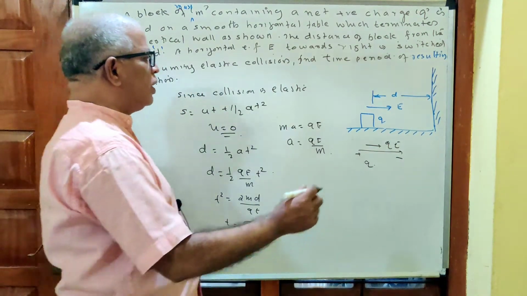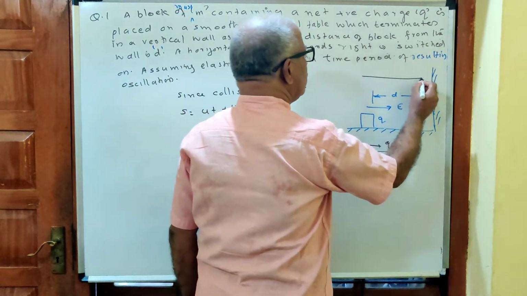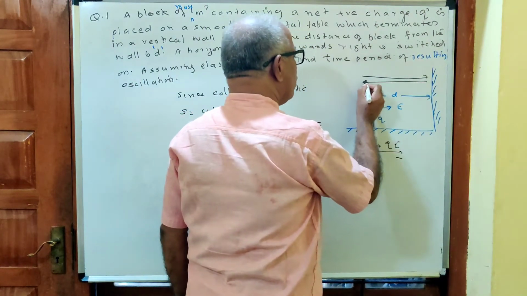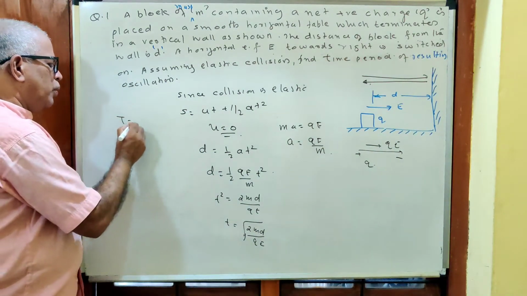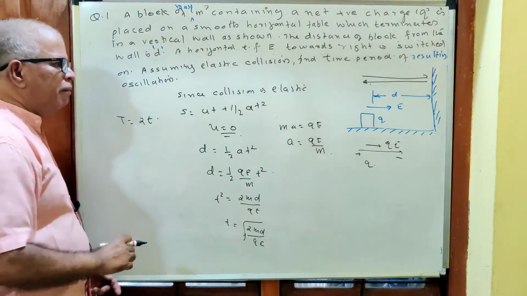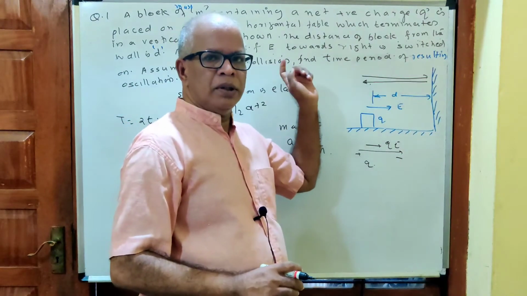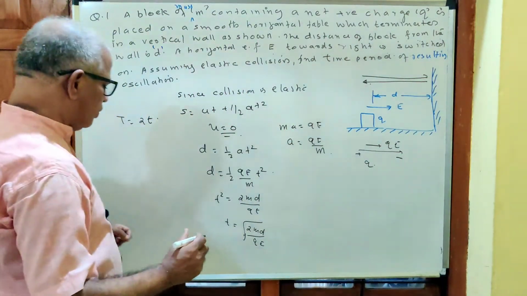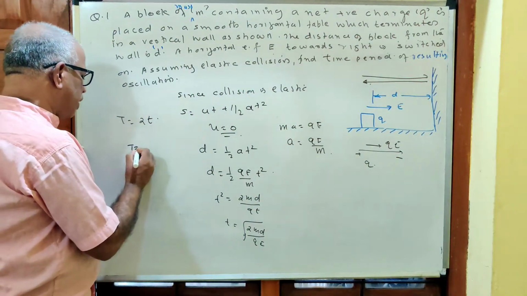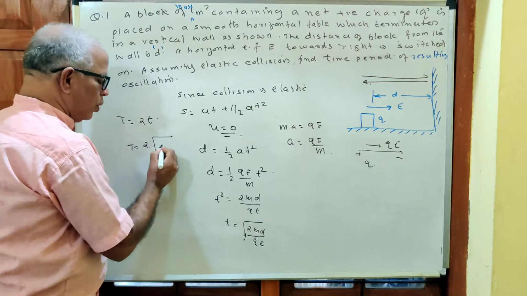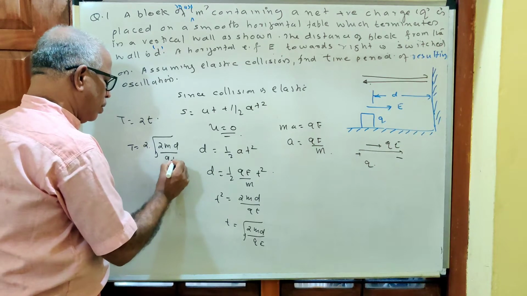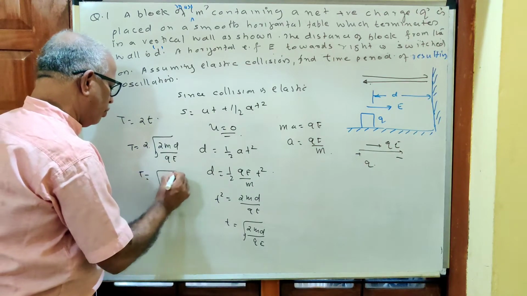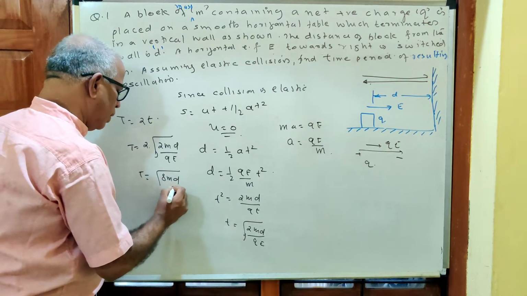Then for the oscillation to complete, it goes, hits and comes back. So time period T is equal to twice of this one. Why? It goes and comes back, then only the oscillation completes. So T is equal to 2 into root of 2md by QE, that is root of 8md by QE.